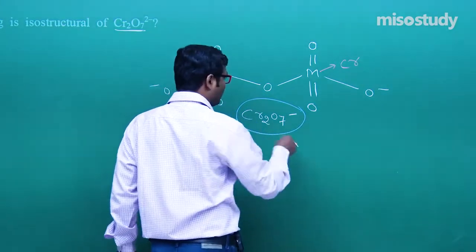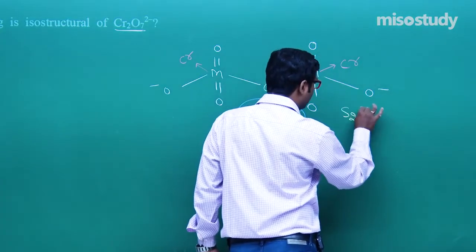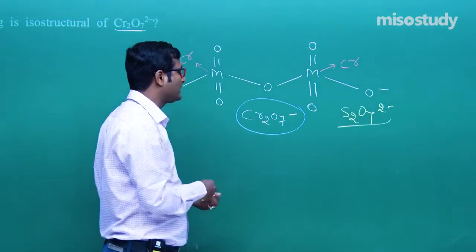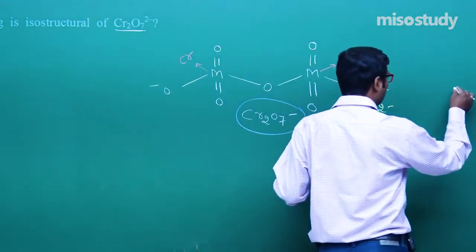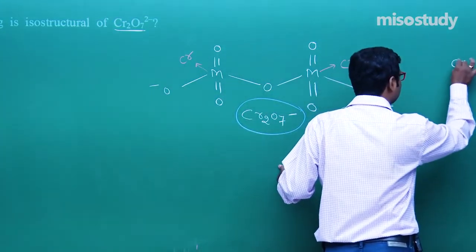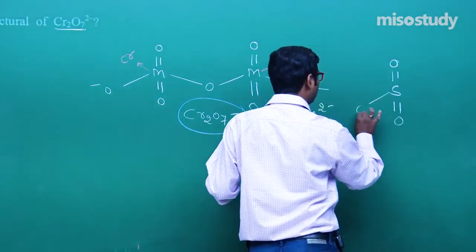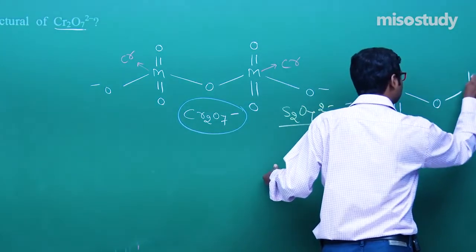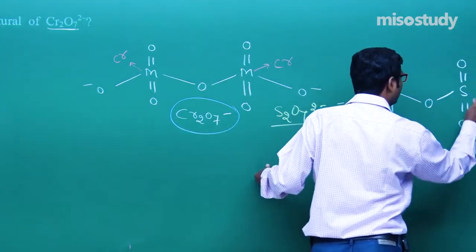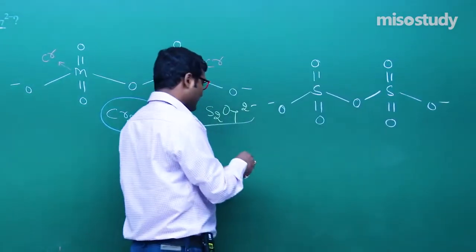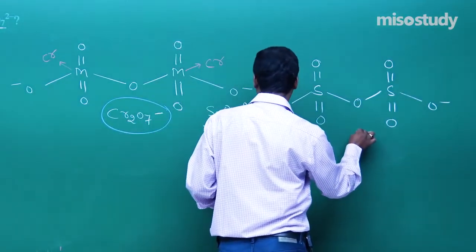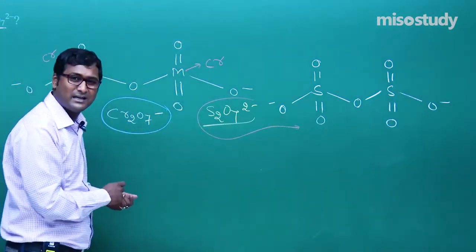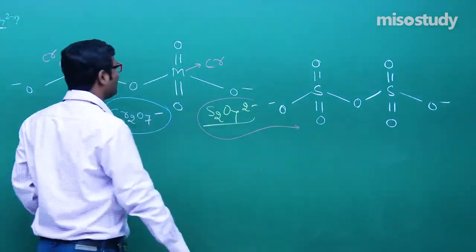If I check the first option, S2O7 2 minus, then what will happen? Check it out. If I draw the structure of S2O7, it has a structure like this, O minus, clear to you, that is O. This one is S, O, then O, then O minus. Clear to you? This is the structure of S2O7. Now compare this structure. Both have similar structure, and the question is isostructural.